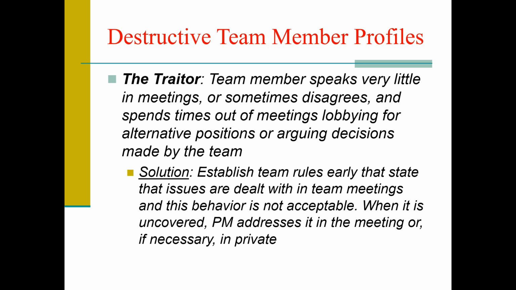Next is a traitor. He might speak very little in meetings or sometimes disagrees, and spends time outside of meetings lobbying for alternative positions and arguing decisions made by the team. He's a person who doesn't speak in the team but speaks outside of the team and snipes you from behind.